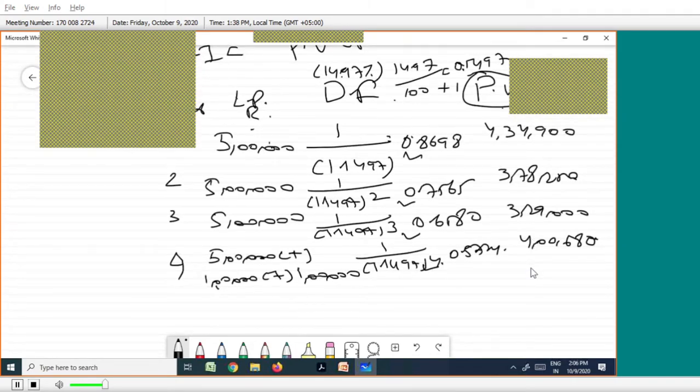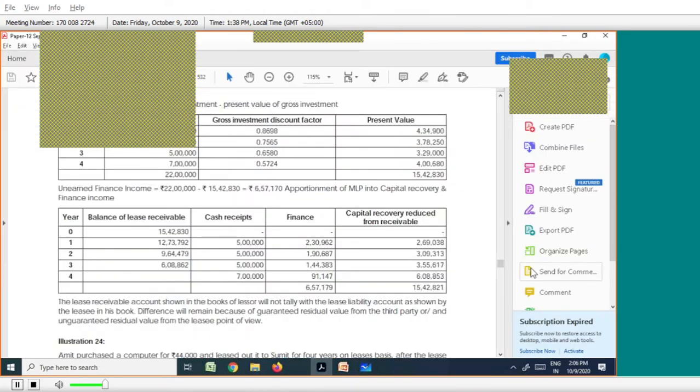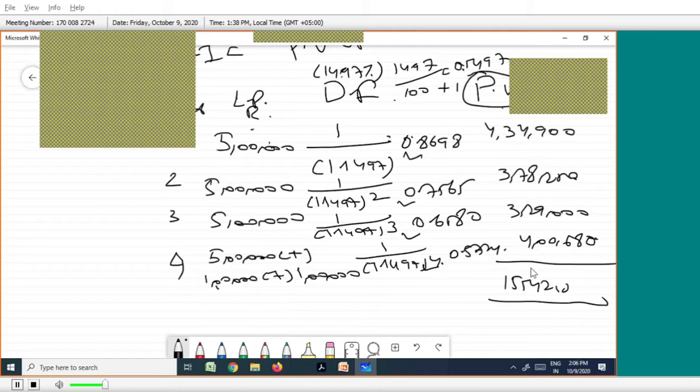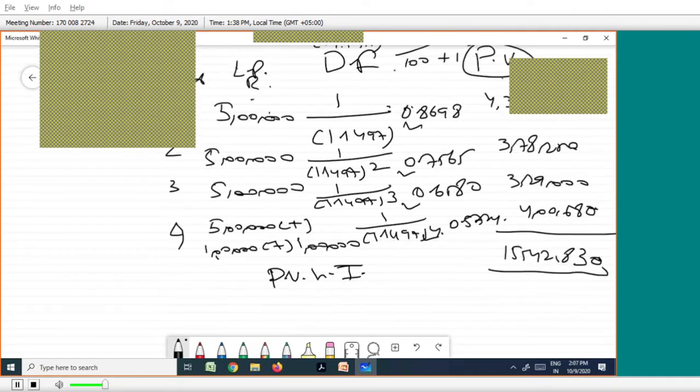So if I add all the figures, how much am I getting? 15,42,830. This is called present value of gross investment.